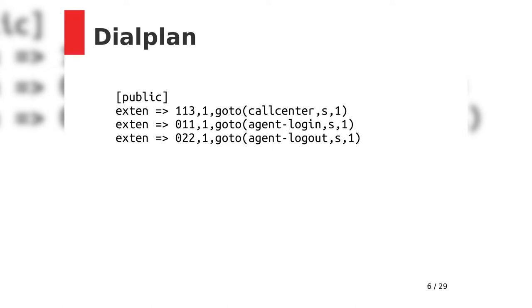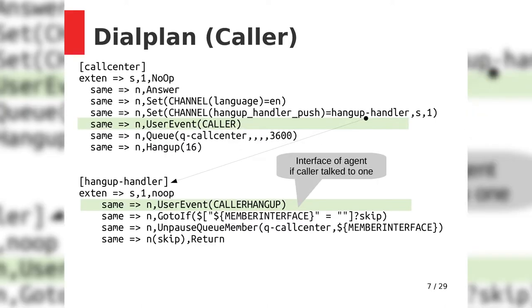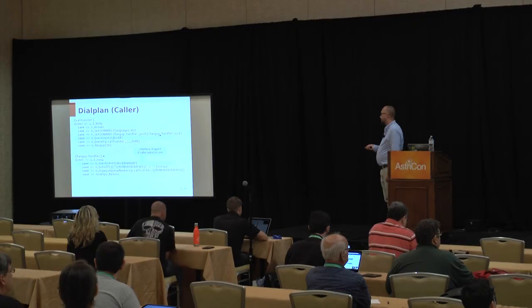In the dial plan, we have three numbers: one for the call center, one for agent login, and one for agent logout. Let's show the call center first, which is very simple. Before we send the call to the queue, we push a hangup handler and then send an event to our server process in the background, so we know about this caller. Then we queue the call, and it waits there.